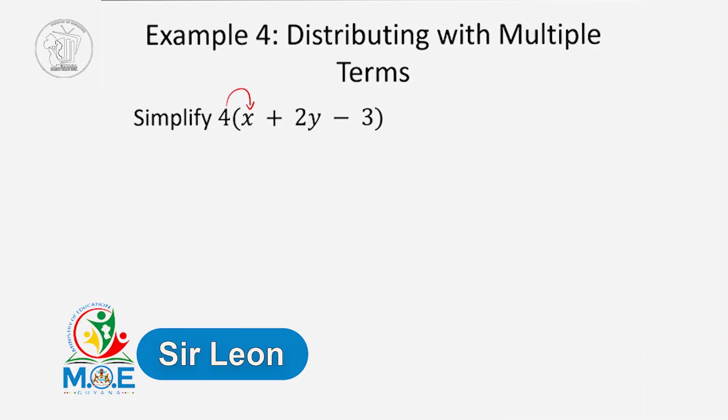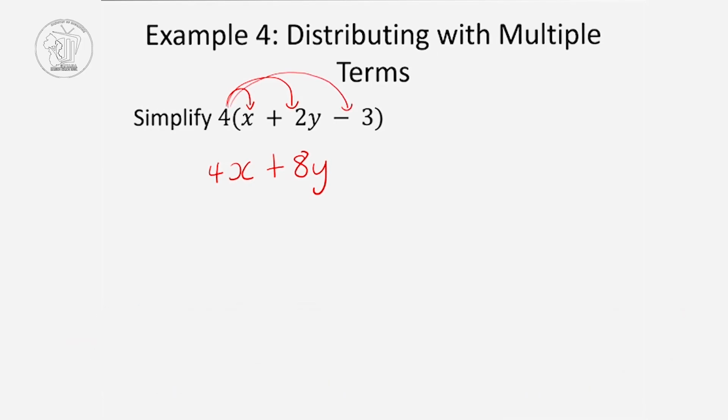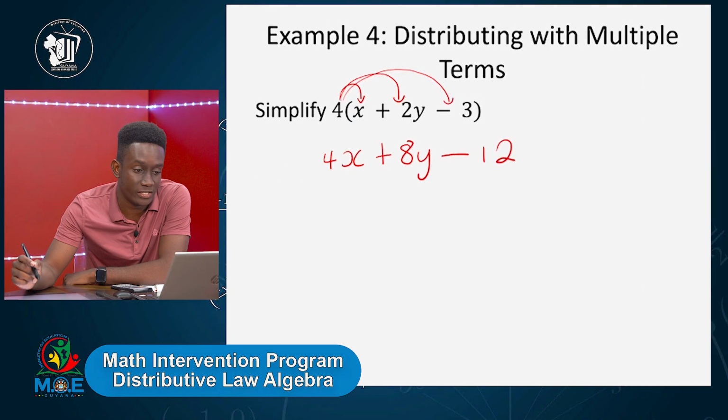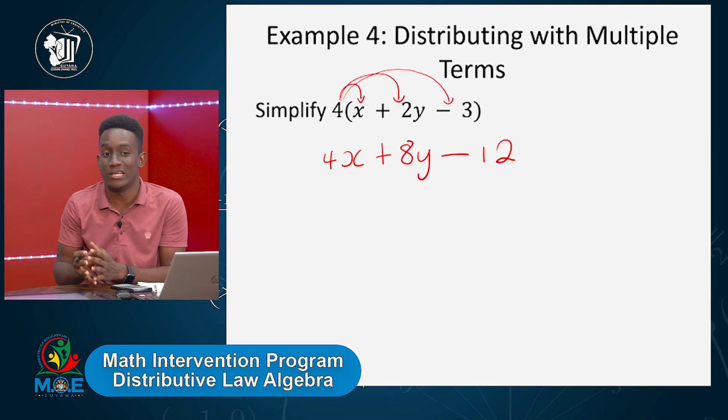So the 4 multiplied by x will give me 4x. And the 4 multiplied by plus 2y will give me 4 times 2 is 8, so this gives me plus 8y. And then the 4 will multiply the negative 3. So positive times a negative would give me a negative, and 4 times 3 would give me 12. So 4x plus 8y minus 12. And that is how we distribute when we have a term directly outside the bracket.